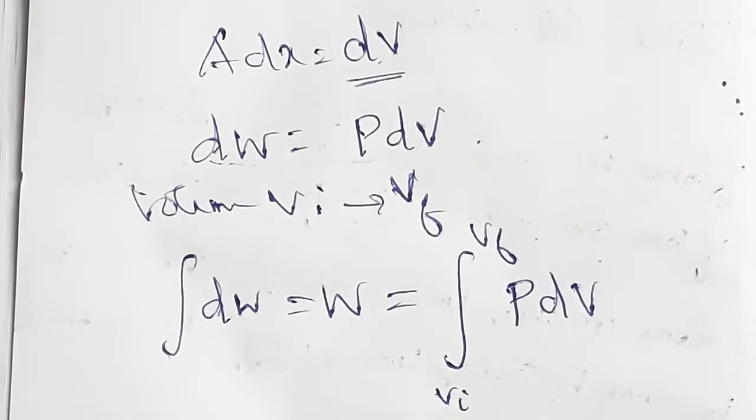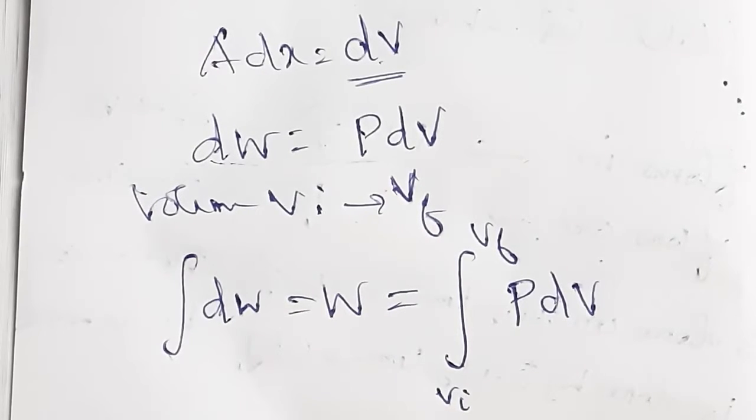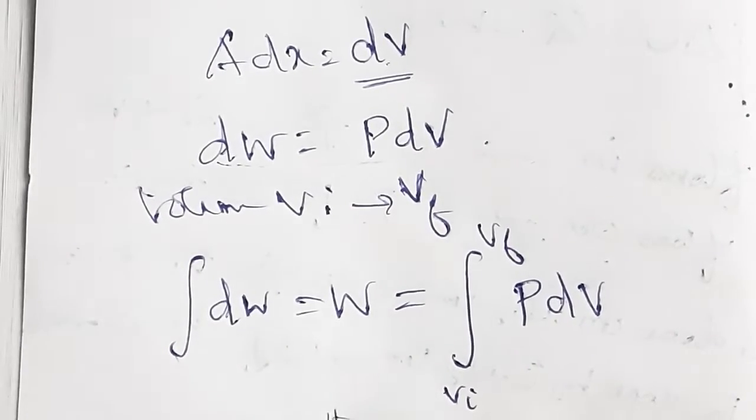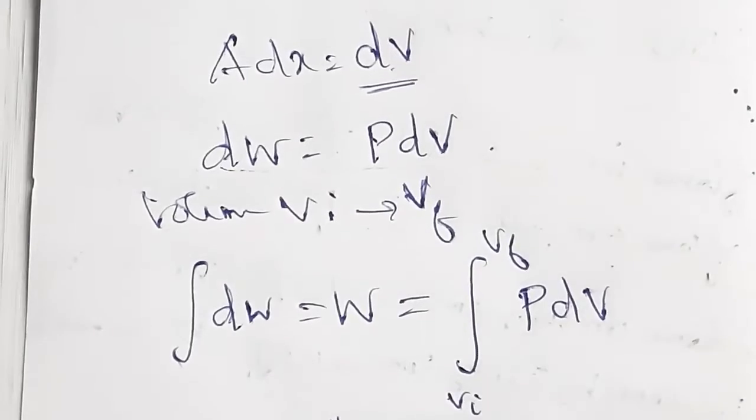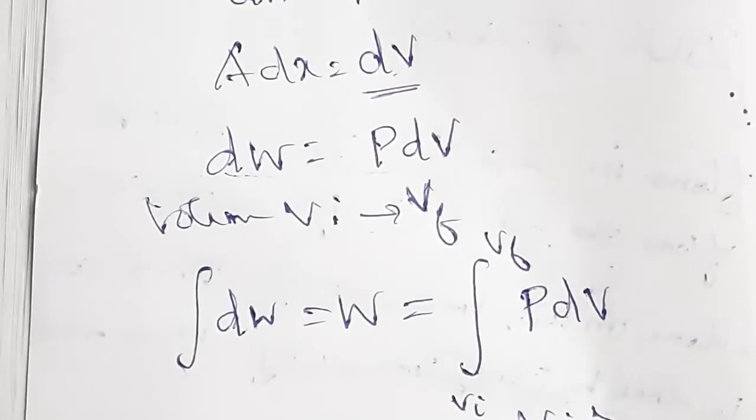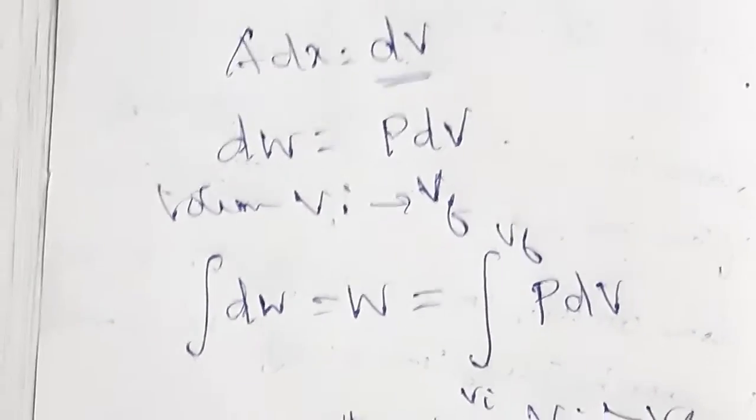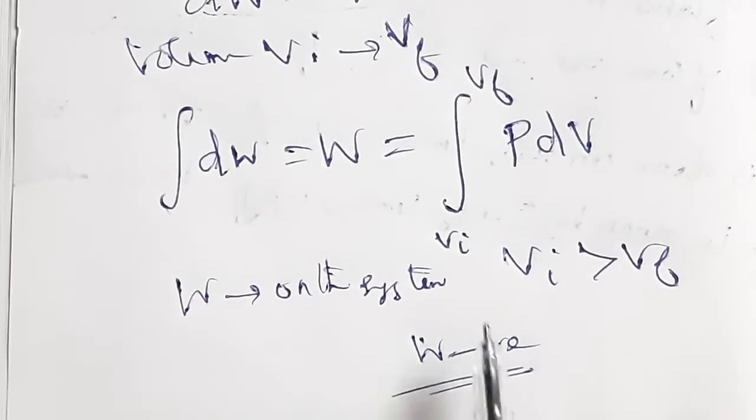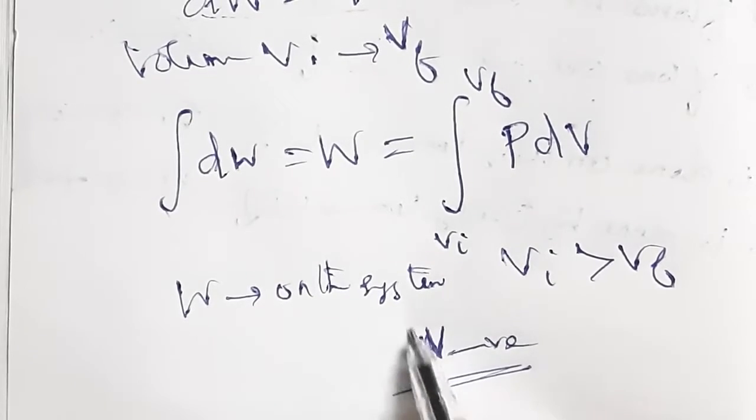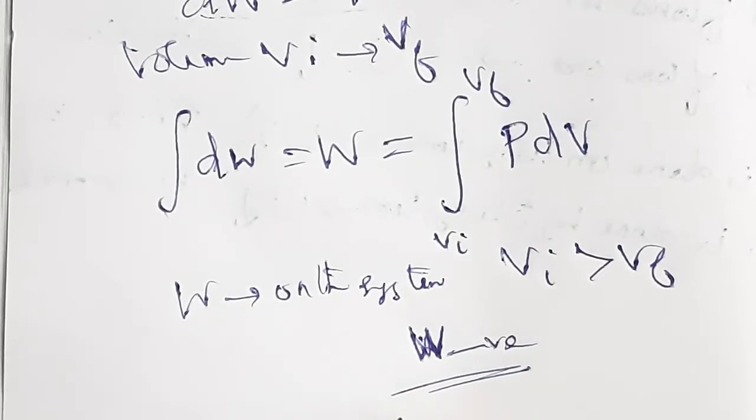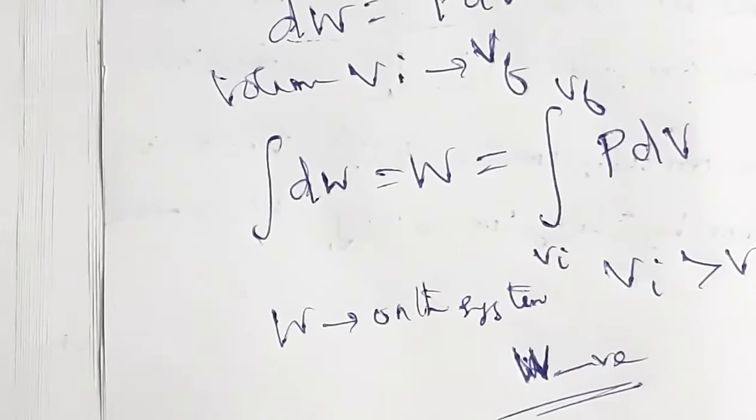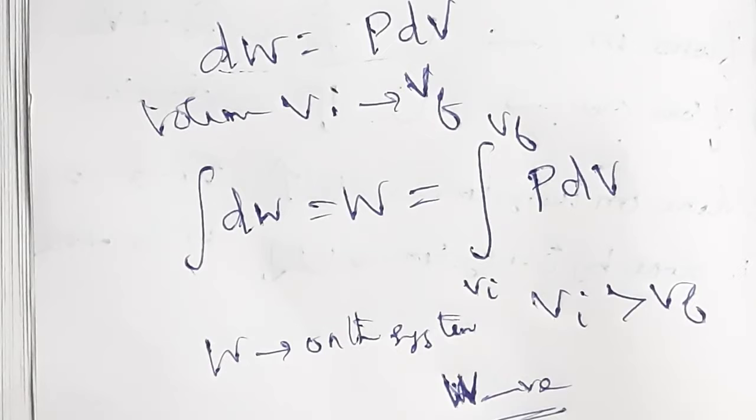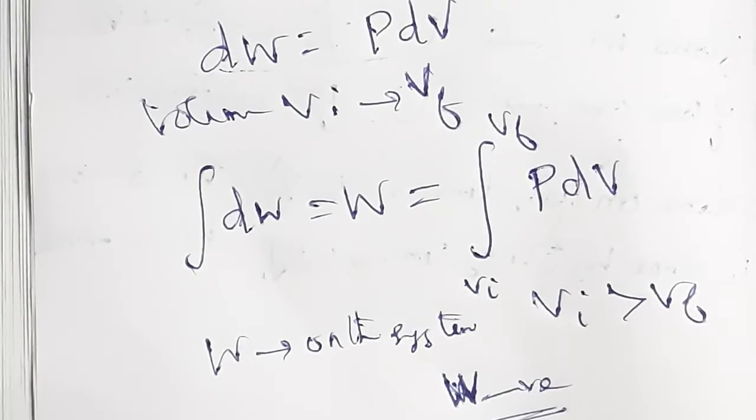Suppose the work is done on the system. Work done on the system means VI will be greater than VF. So W will be negative. Work done is negative. Okay. So this is about work done by the volume changes.